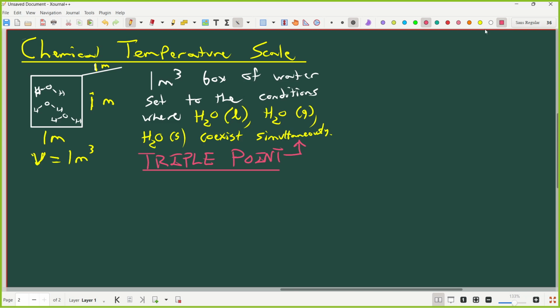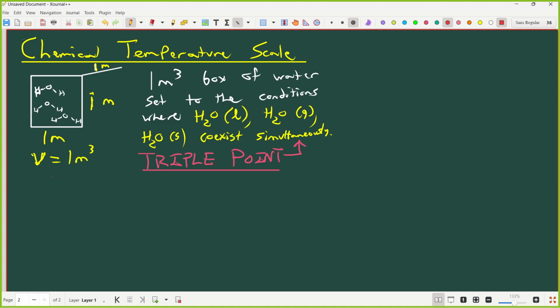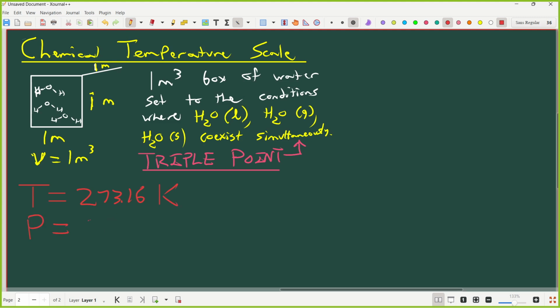All right, and the triple point is defined very explicitly. The triple point is at temperature 273.16 Kelvin and at a pressure of, I'm going to give it to you in a couple of different units, 0.006073 atmospheres. Okay, so the atmosphere, if you don't know what an atmosphere is, one atmosphere is the atmospheric pressure of the world, of the Earth, right? Standard pressure at sea level.